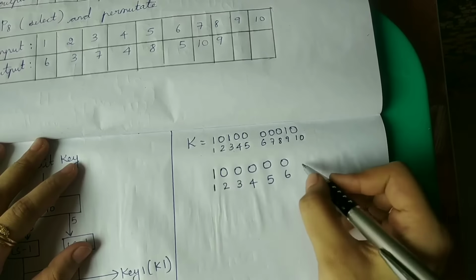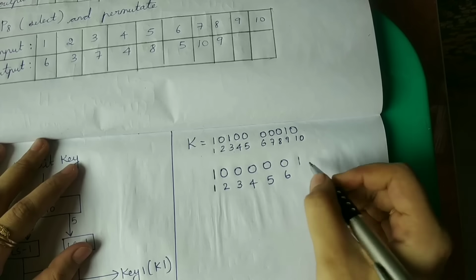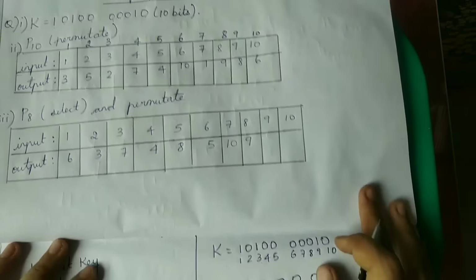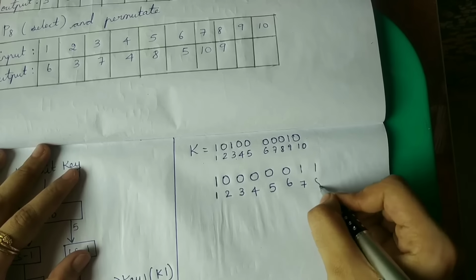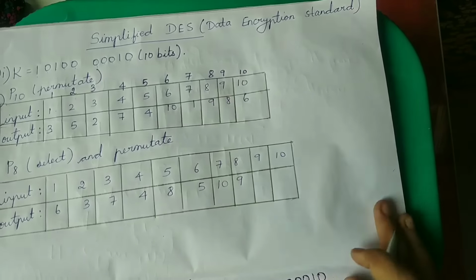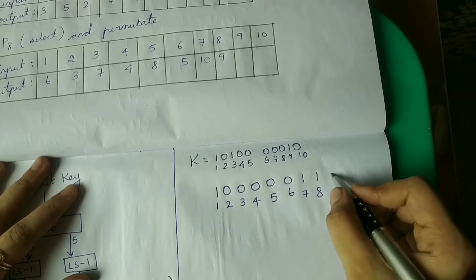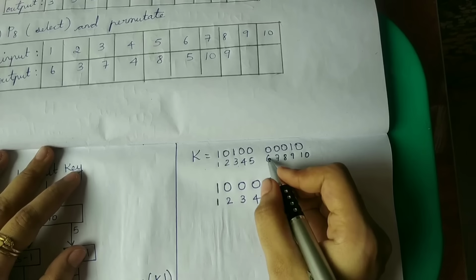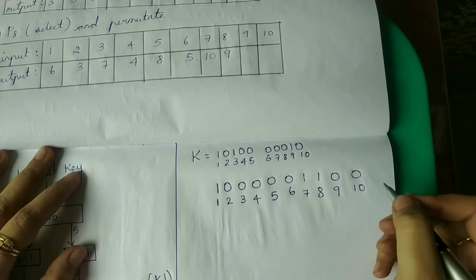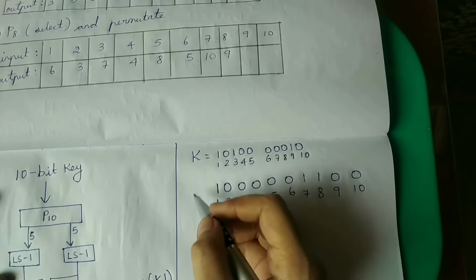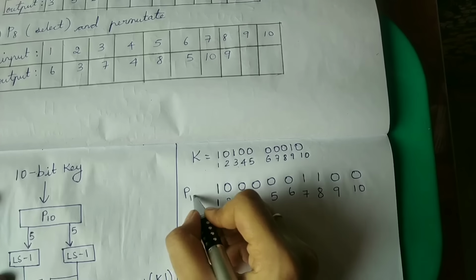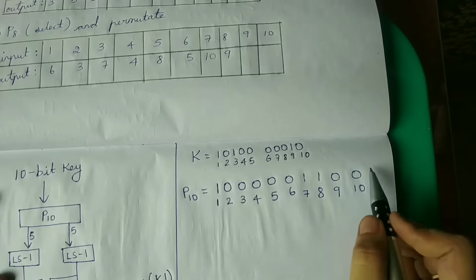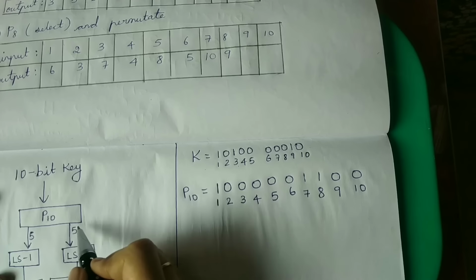Next it is 1 to 7. So 1's bit is 1. So 1 to 7. Next it is 9 to 8. 9th bit is 1, so 1 to 8. Next 8 to 9. Here 8th bit is 0, so 0 to 9. Next 6 to 10. So here the 6th bit is 0, so 0 to 10. So this is my P10 bits. The next step is I should split this 10 bits into 2 parts as 5 and 5.